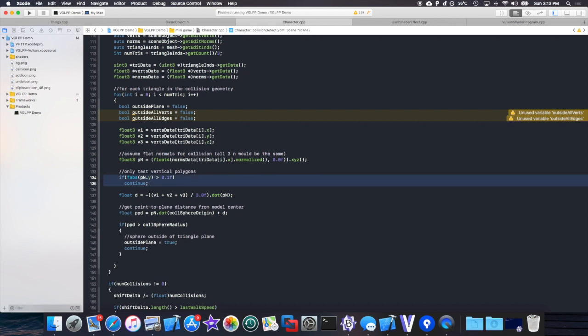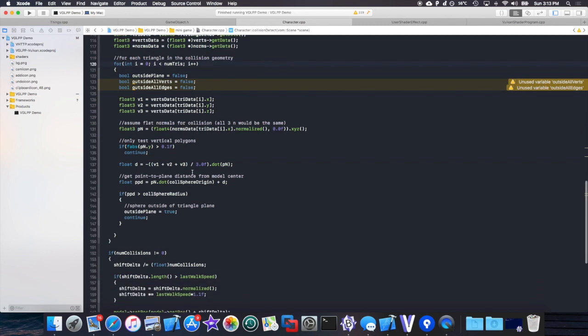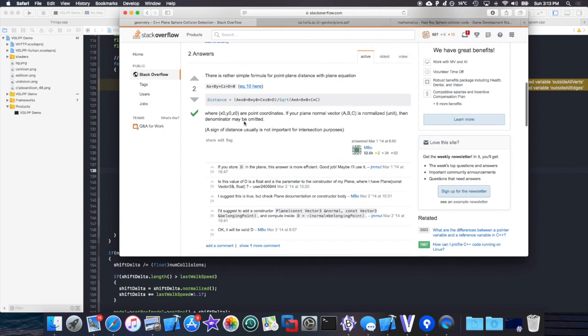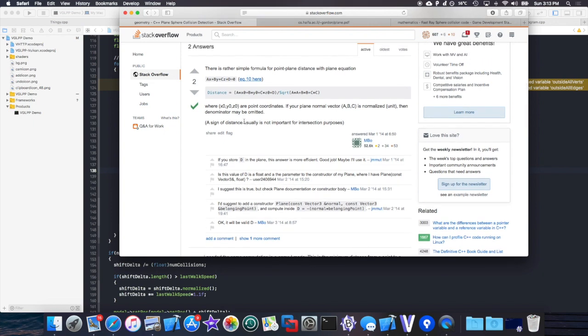So in this case, I just do a simple test to see if it's mostly flat, and then we continue onward if we find polygons we don't want to test. And as you guys know from previous C++ knowledge, continue will just literally skip this polygon and continue the for loop onward. The algorithm to actually determine the point-to-plane distance from model center is pretty reasonably simple.